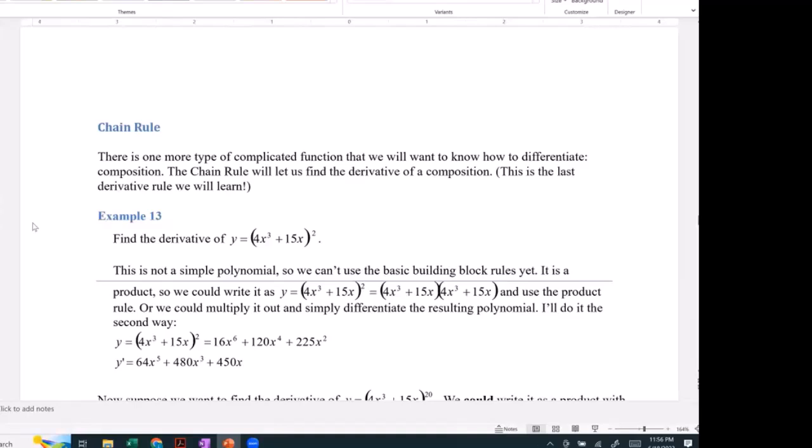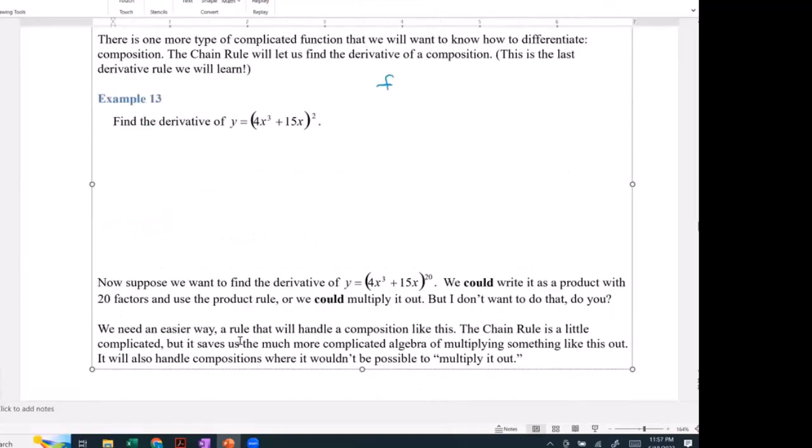So I'm going to do it two different ways. There's one more type of complicated function that we want to know how to differentiate, the composition. Remember when we talked about composition and decomposition, we had an inner function and an outer function. It's back. Since we don't have the chain rule yet in our pocket, and the chain rule is going to apply here, it always applies, we've just never talked about it.